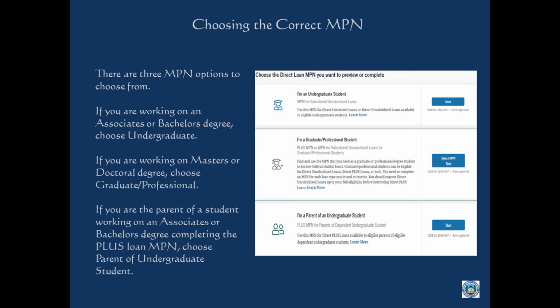If you are either a student working on an associate's or bachelor's degree or a parent of a student working on an associate's or bachelor's degree, go ahead and hit Start beside the appropriate selection, complete the information requested, read through the MPN information until you reach the end, and hit the Submit button. This will complete the MPN process for you.